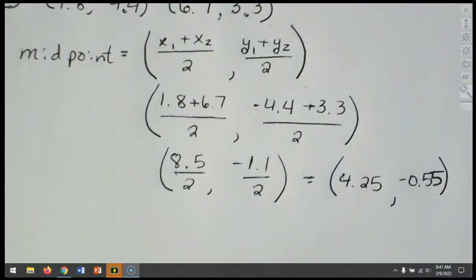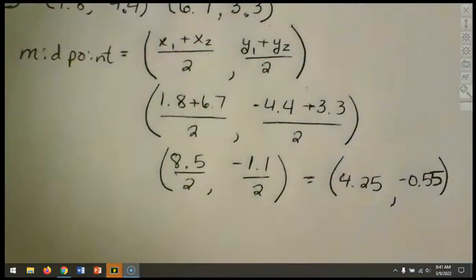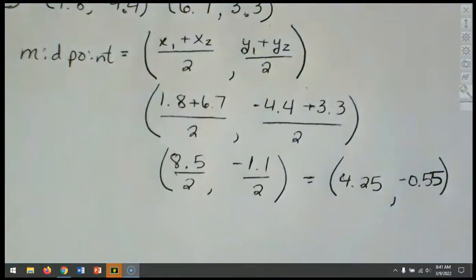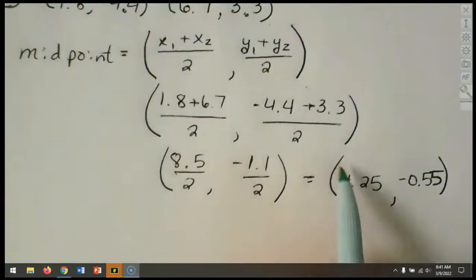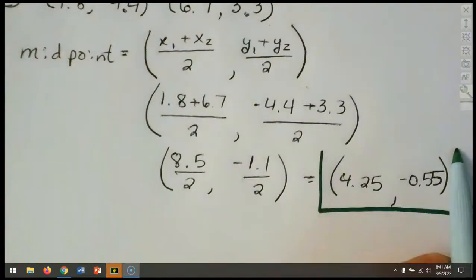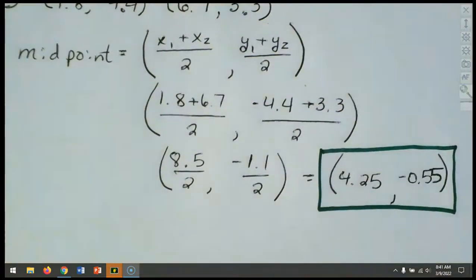All right, so that's what we've got for our midpoint there. Is everyone all right with how that one works? That will be your answer on that one. Just make sure you break those decimals all the way down. Midpoint's pretty easy to do.